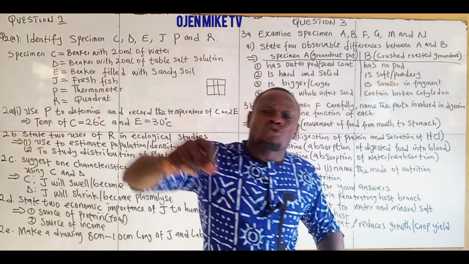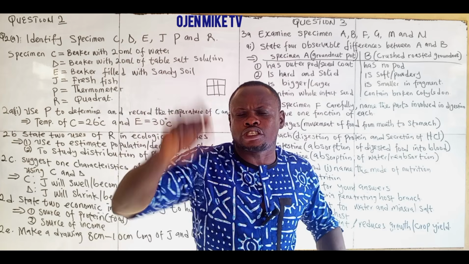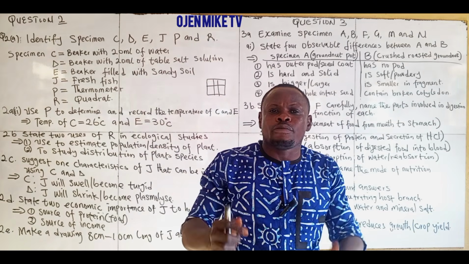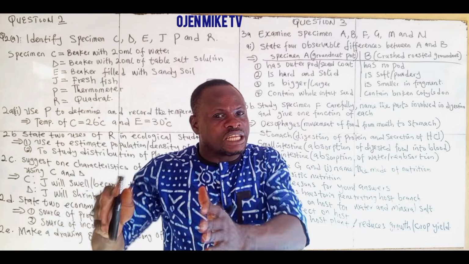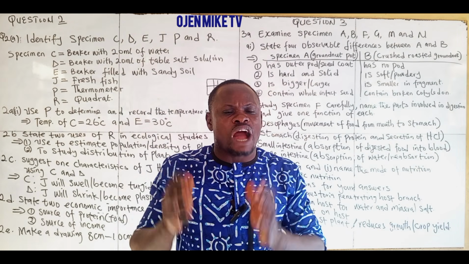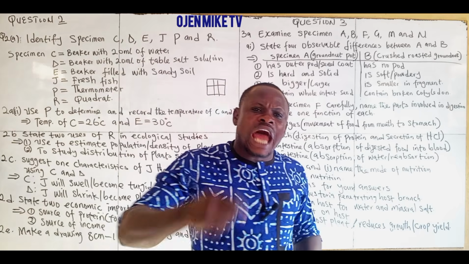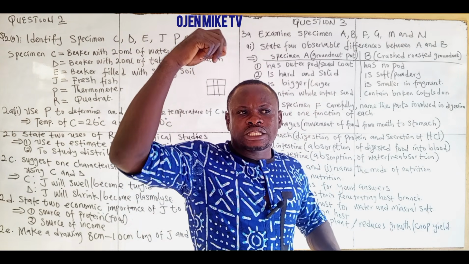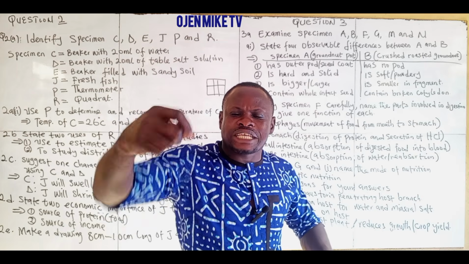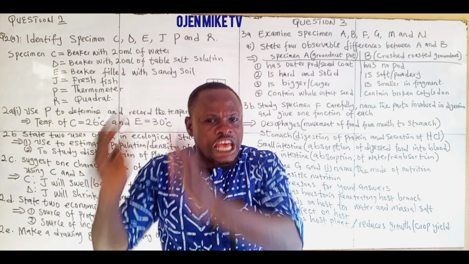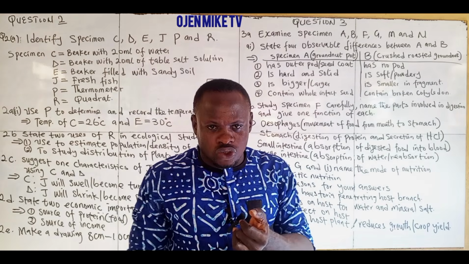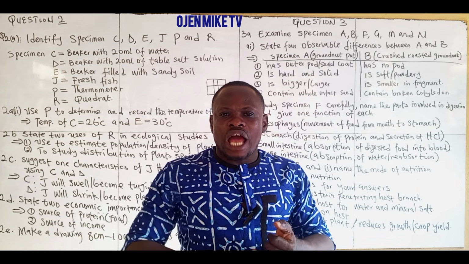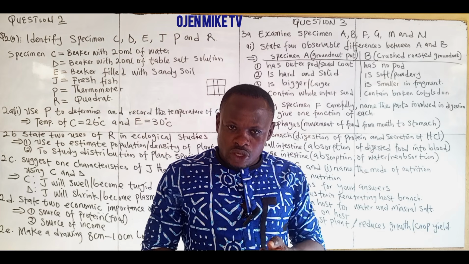Then you might be asked, what type of placentation is specimen M? The type of placentation in specimen M is axial placentation. We have marginal placentation and we have axial placentation. If they ask you which other plant has the same placentation as specimen M, we have orange. Orange has axial placentation. We have pepper. Pepper has axial placentation. Do you get that?